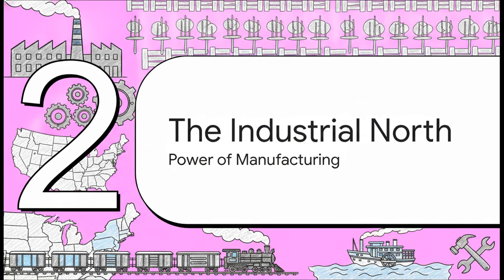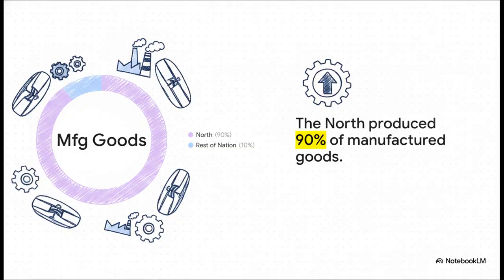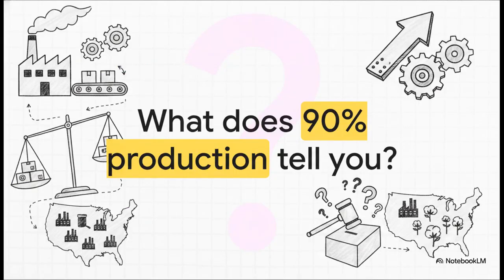Let's move on and see how this builds with Section 2, the industrial North, the power of manufacturing. Back in the early republic, a staggering 90% of all manufactured goods were produced in the North. That leaves just 10% for the entire rest of the nation. That is absolute, unquestionable dominance in American manufacturing. So put your detective hats on for a second. If a single region produces 90% of the country's manufactured goods, what does that actually tell you? What kind of political climate does an economy like that demand?